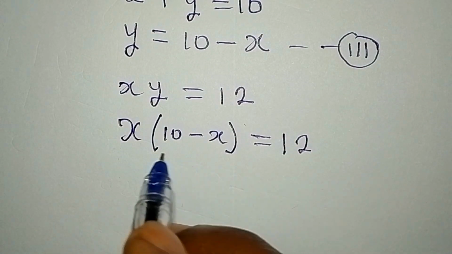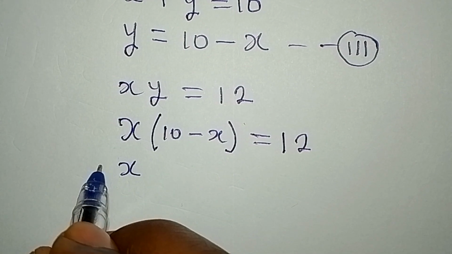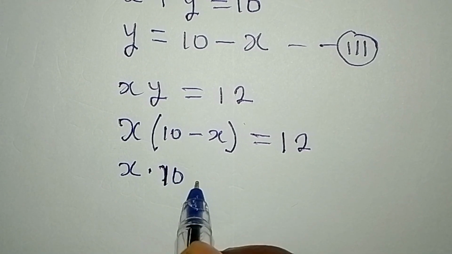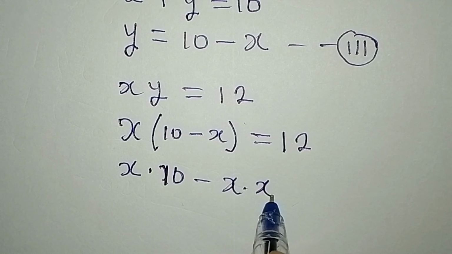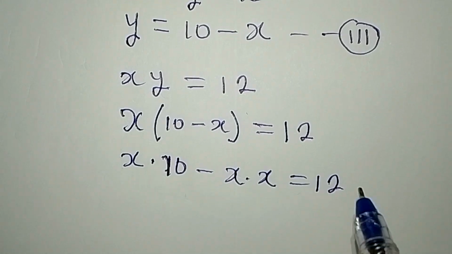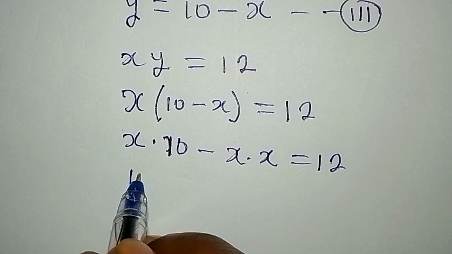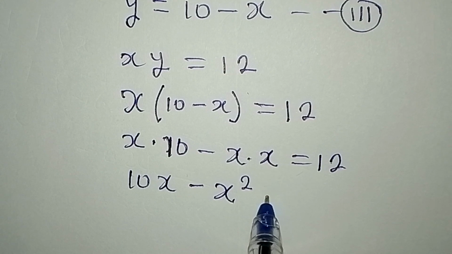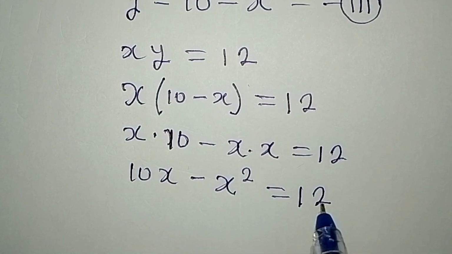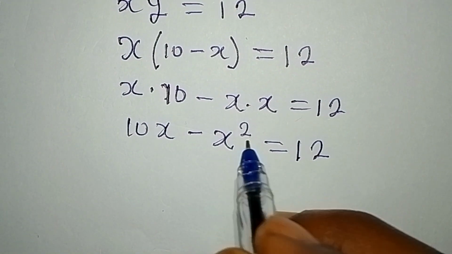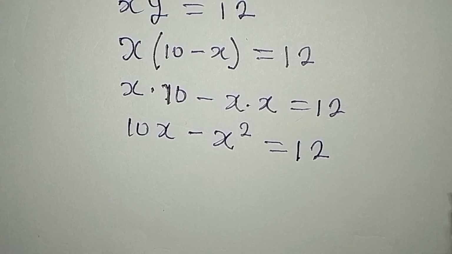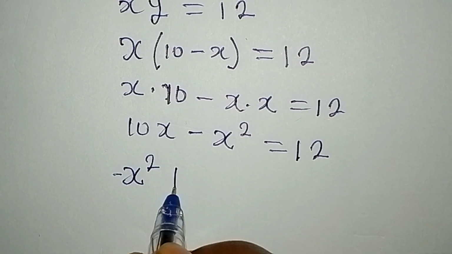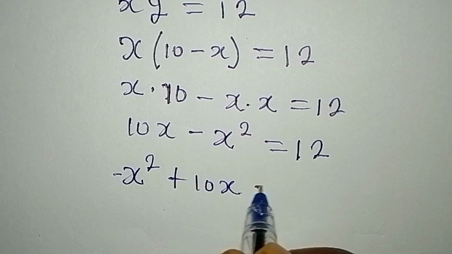So we can get the value of x by opening the bracket. This is 10 minus x multiplied by x equals 12. So x multiplied by 10 will give us 10x. x times x will have x squared, and this is equal to 12. But the one with the highest power should come first. Okay, that is how to arrange. So I'm going to have x squared first, but it's negative. Then we have plus 10x equals 12.